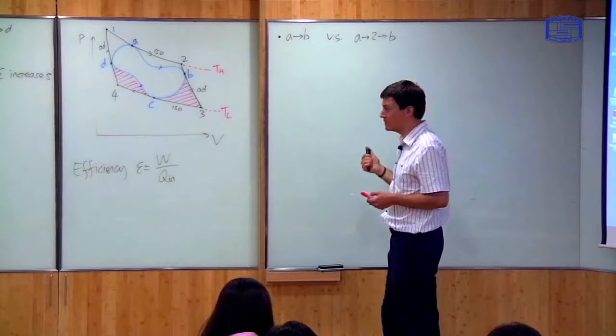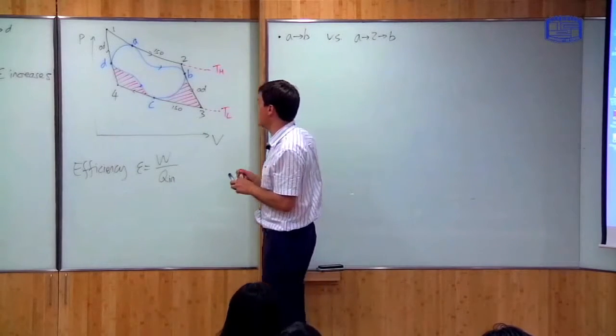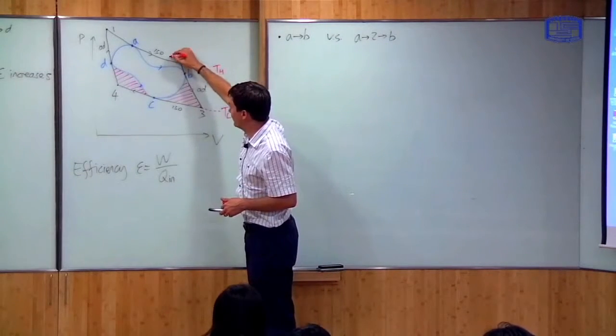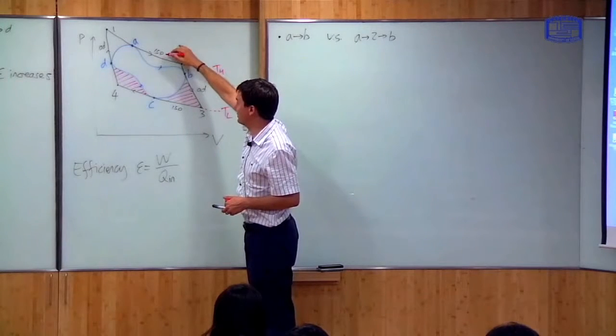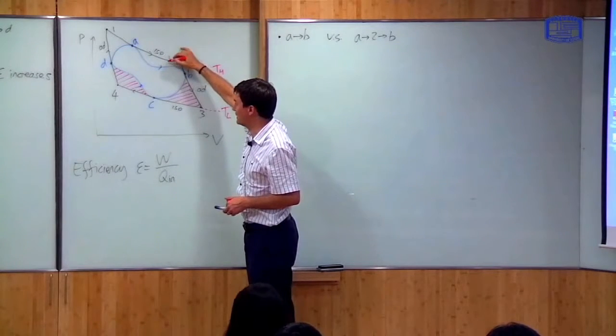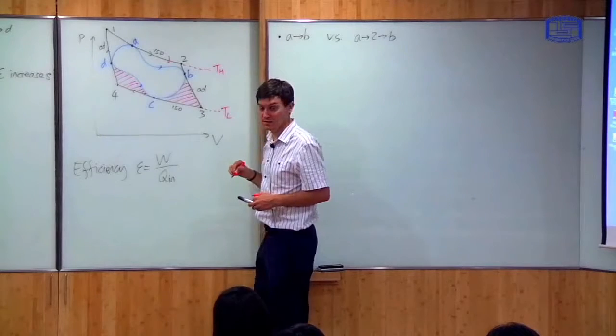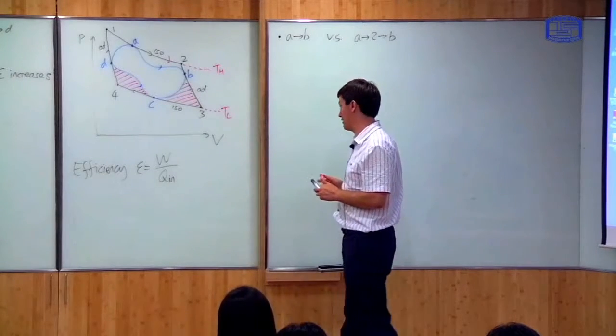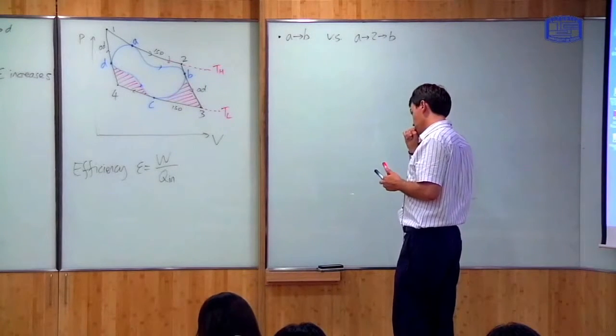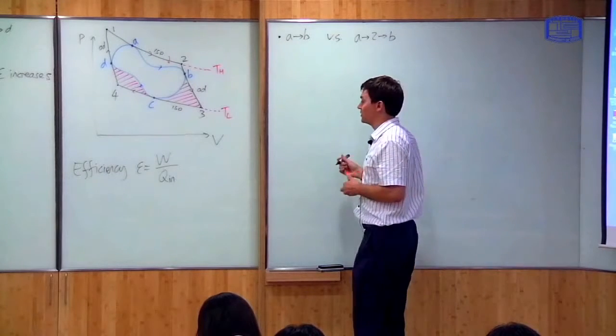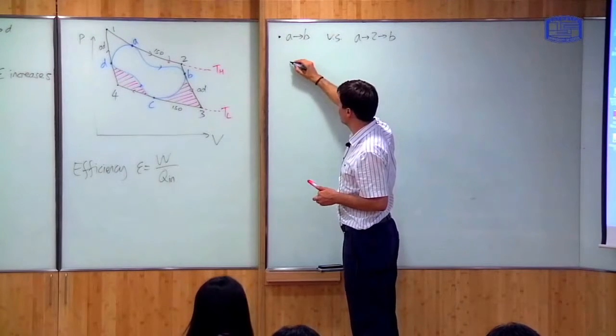Okay, now this one is slightly more tricky because in this stage the heat is going into the system, right? As I expand at constant temperature in the Carnot cycle, heat is going into the system. So it's no longer true that Q equals 0. But we can still show that efficiency must be increased by the following argument.